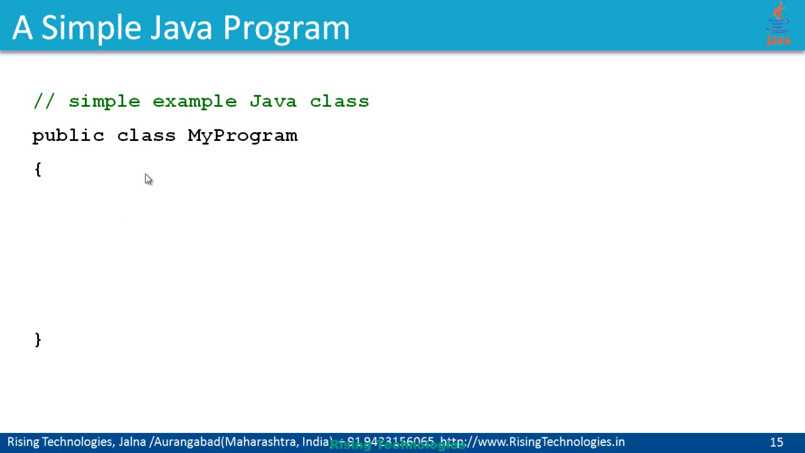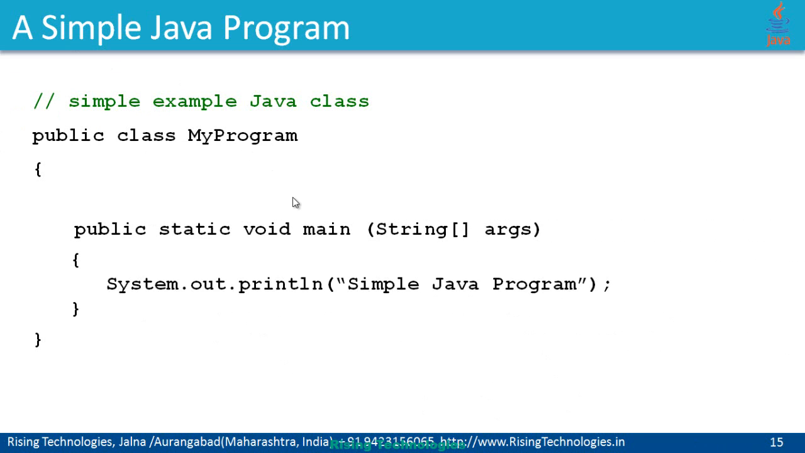Now let's have a look at a very simple Java program. I'm going to create a class with the name MyProgram. Within this class, I have added this main method, and within this main method, I have written a statement to print a simple message on the console. And the statement is something like this: System.out.println, and the message I want to print on the console.